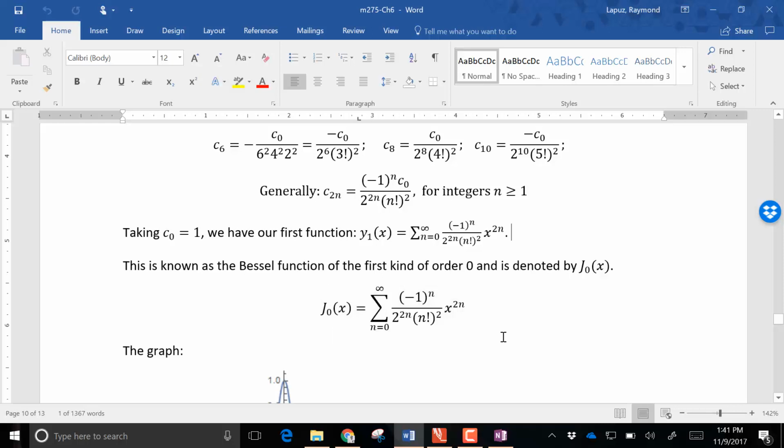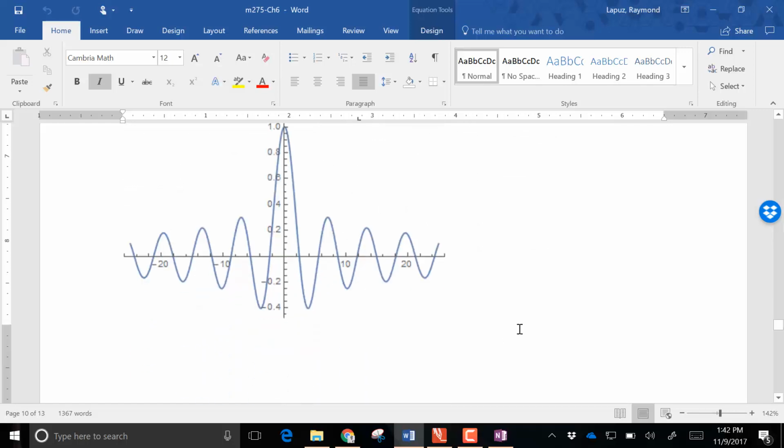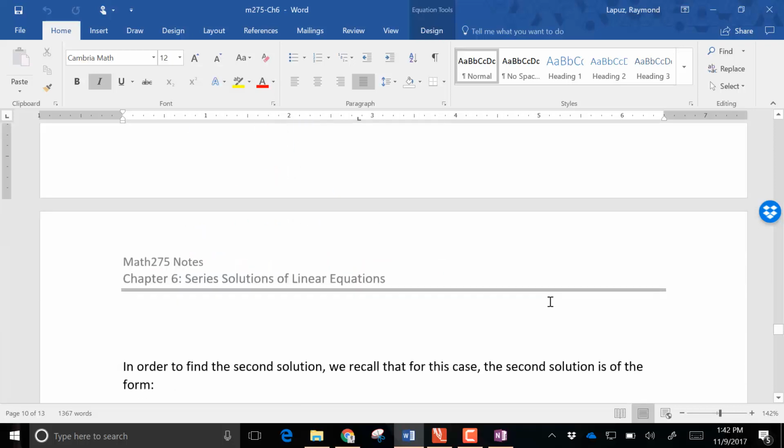And this is called the Bessel function of order 0, because apparently there's more Bessel functions. This is one of those functions that's defined by a series. In other words, they don't have a nice function for it. They define it using a series, and the series is obtained from the differential equation. So this is a graph of the Bessel function. If you type Bessel function into Google, you'll see.